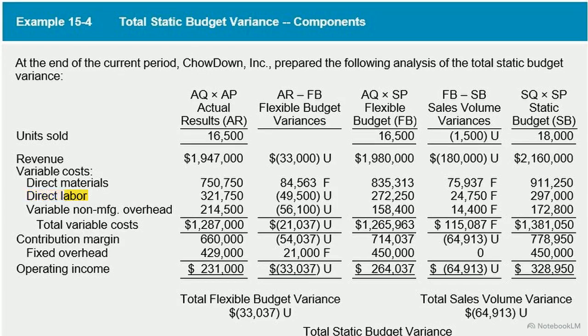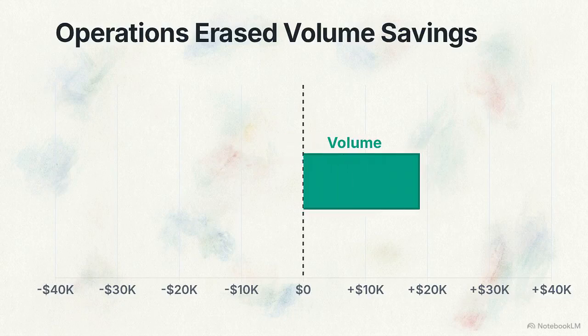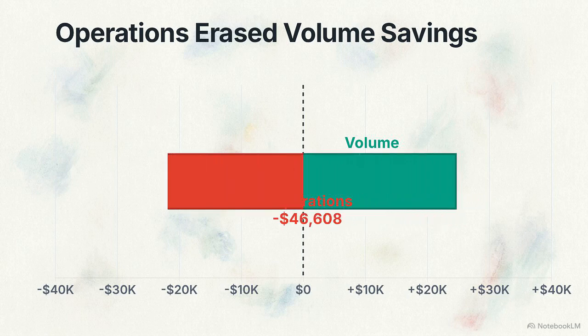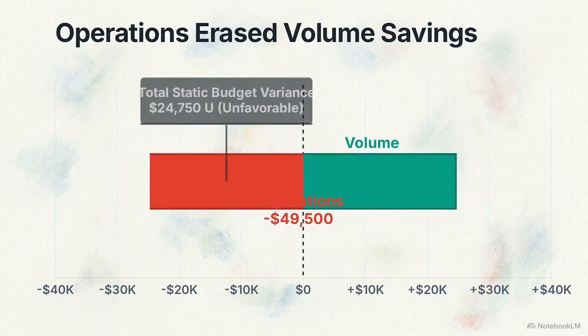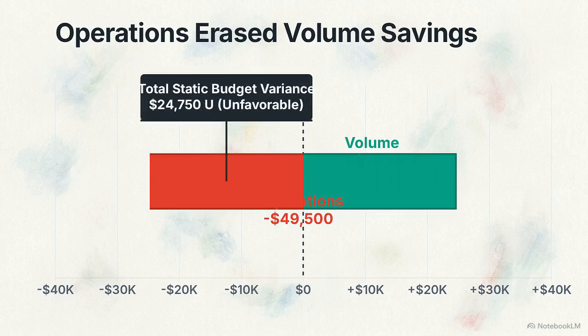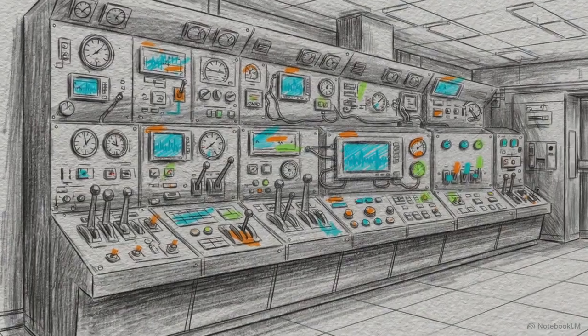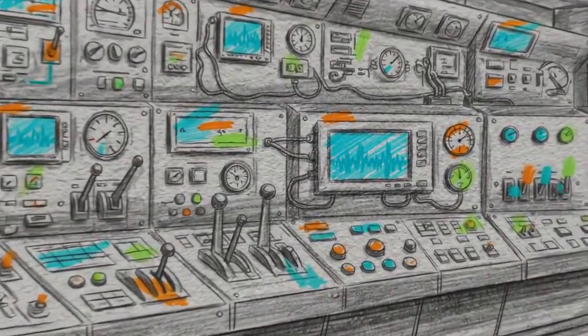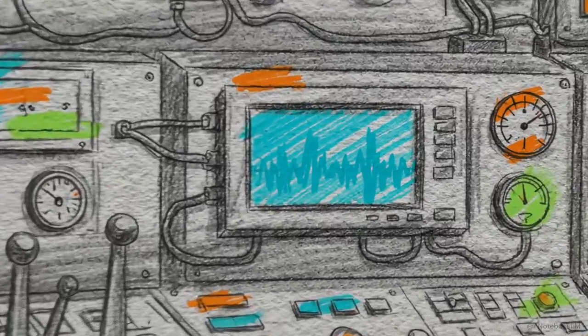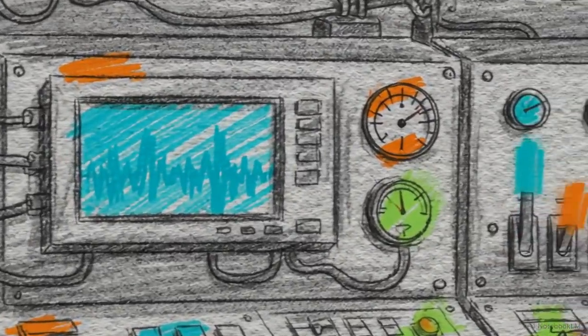The lower volume saved $24,750 in expected labor, but the floor managers overspent by $49,500 against the flexible standard to produce that smaller batch of product. A static budget is necessary for plotting an initial destination, but when actual results diverge from the plan, only a flexible budget provides the clarity required to accurately diagnose failures and evaluate managerial performance.